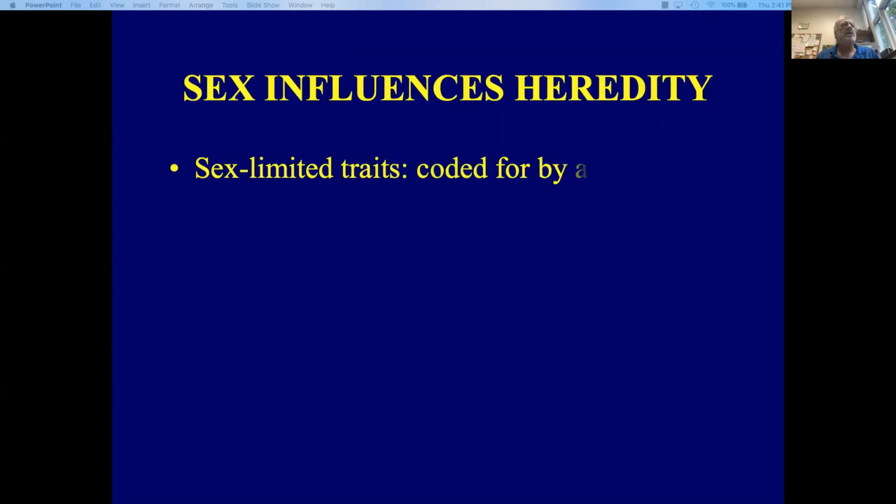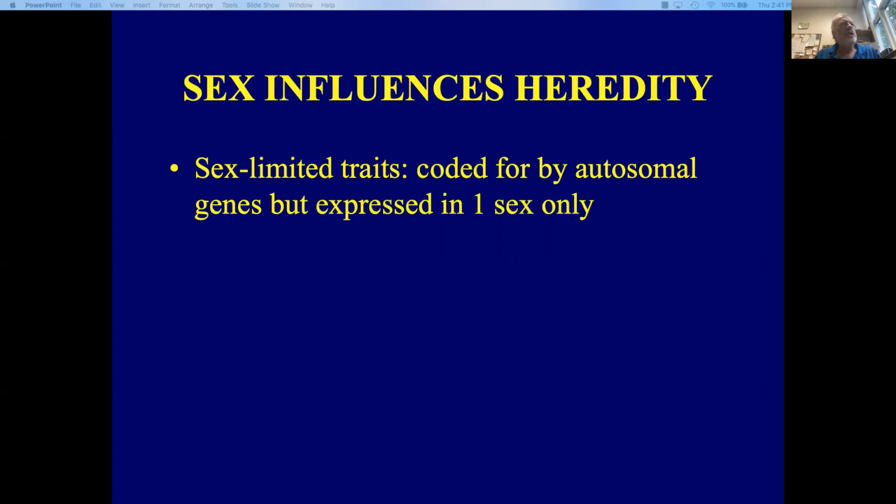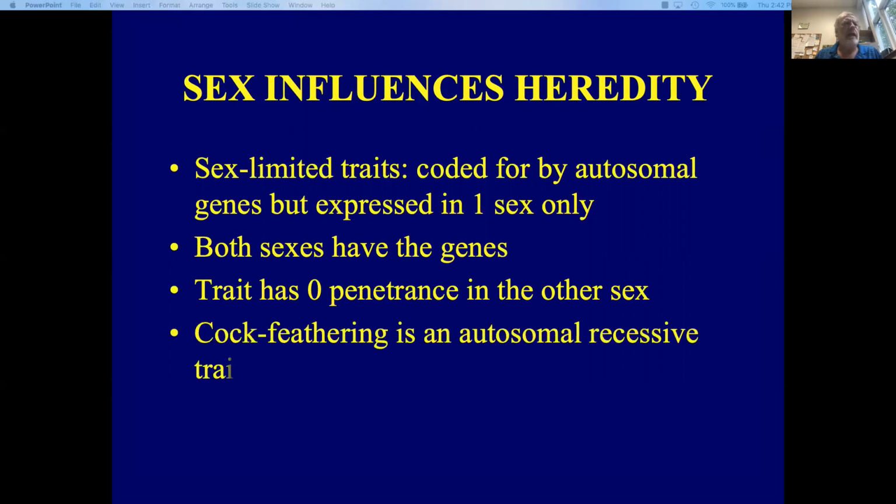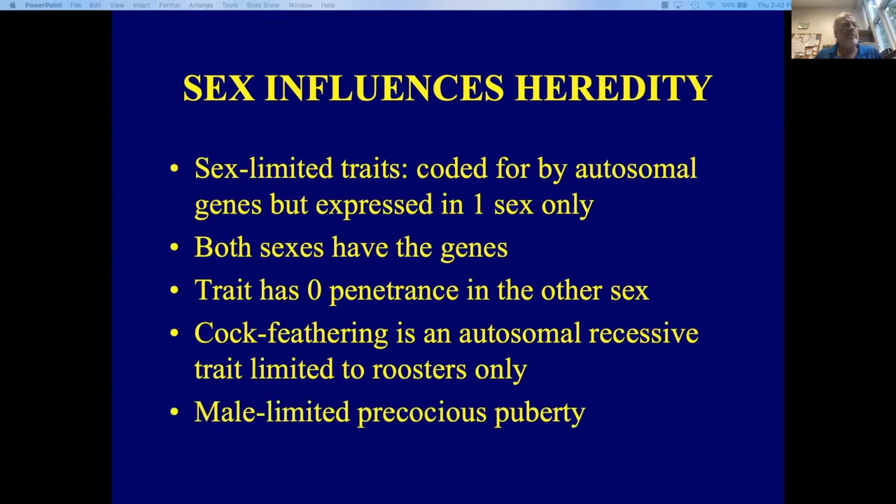Now, sex-limited traits are also coded for by autosomal genes, but they're expressed only in one sex, not both. So even though both sexes have the genotype for them, only one sex will exhibit the phenotypic trait. So we say that the trait has 0 penetrance in the sex where it doesn't show up. Cock feathering in chickens is an autosomal recessive trait that's limited to roosters only. And male-limited precocious puberty is found in humans, and it's only expressed in males and not in females.